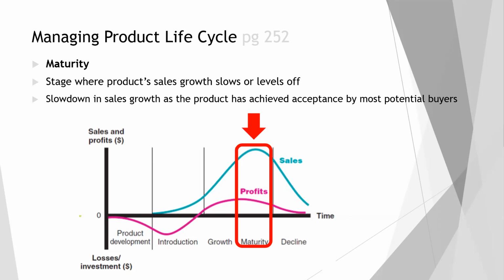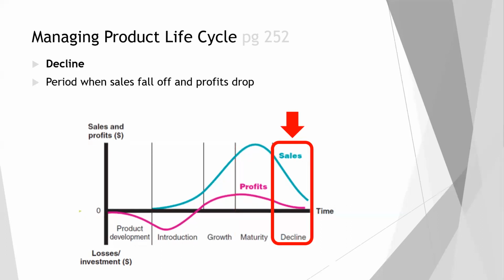So we just don't have a lot of potential new buyers. So we're pretty much going to level off here in terms of both sales and profits. And our profits are probably going to slightly turn down a little bit. And then decline, our final stage. Just like life, we're all going to end up kind of on that down slope. This is the period where our sales are going to fall off and our profits are going to drop.